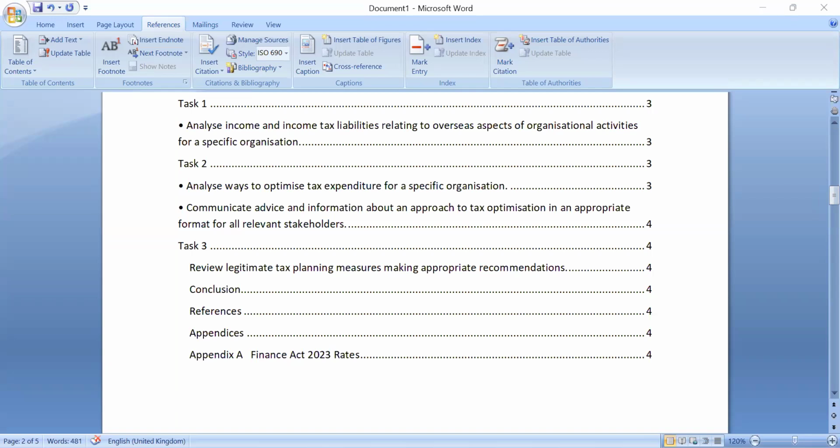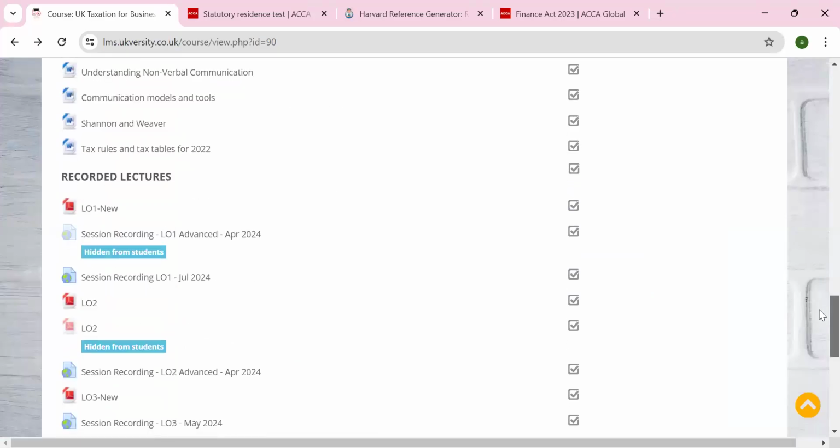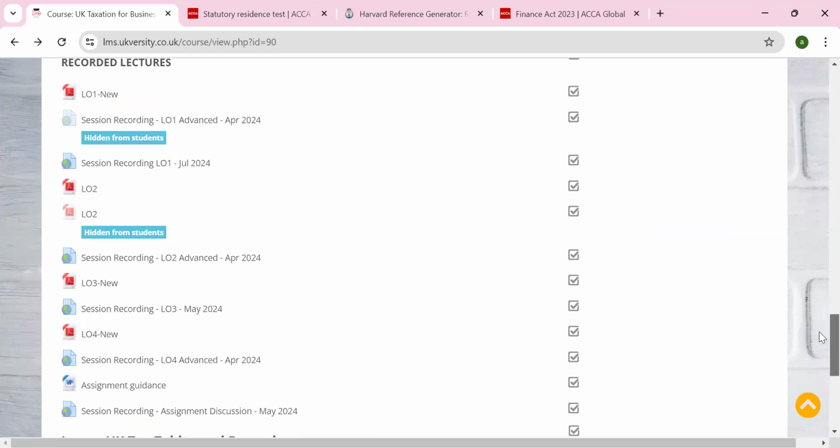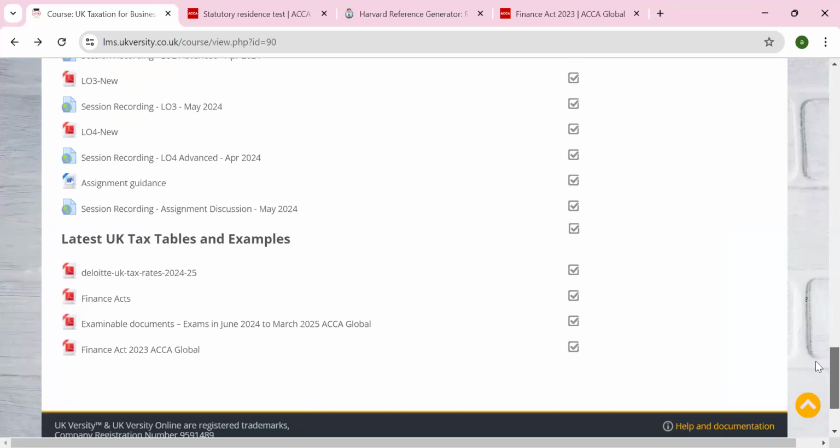So here you will see all the resources. This is the latest one, and you will see the Finance Act 2023. You will see all the other bits and pieces here, documents where you can pick the examples. You've been given the previous guidance and all the learning outcomes.